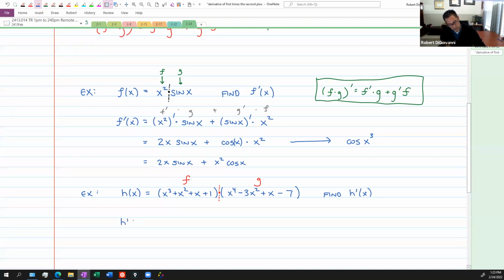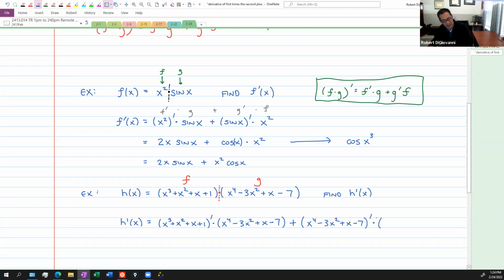So the derivative of H will be, and I'm going to write this out symbolically again first. I first need to take the derivative of the first function. So I need to take x cubed plus x squared plus x plus 1. I need to take its derivative. Then I'm going to multiply that times g without taking its derivative. And then add to that, now I take the derivative of g. So I'm going to write g down. I need to take its derivative and then multiply that times f without taking the derivative of f.